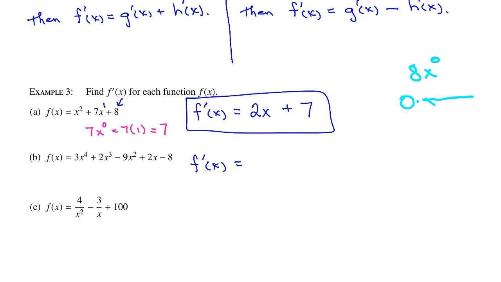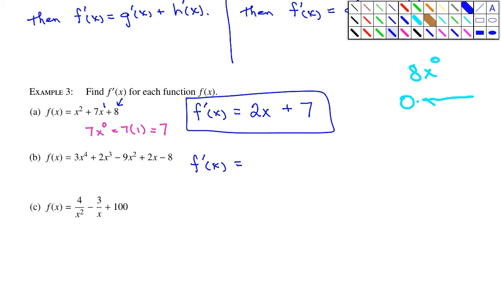Part B, f of x is equal to 3x to the fourth plus 2x cubed minus 9x squared plus 2x minus 8. So we take the derivative. F prime of x is equal to, bring the 4 down, you get 12x cubed plus the derivative of 2x cubed, which is 6x squared. The derivative of negative 9x squared is negative 18x. The derivative of 2x is 2. And the derivative of negative 8 is 0.